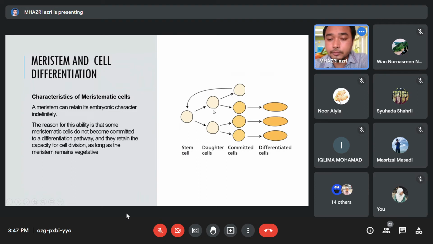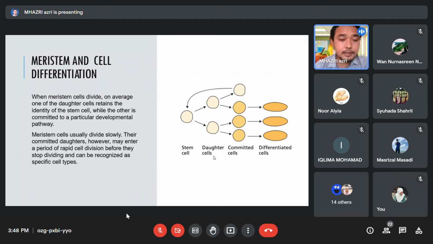But for meristematic stem cells, usually certain daughter cells remain as meristematic cells, whereas the other daughter cells will specialize, become committed to a certain pathway and differentiate into specialized cells. For example, it becomes vascular cells, or it produces leaves, or it produces flowers.